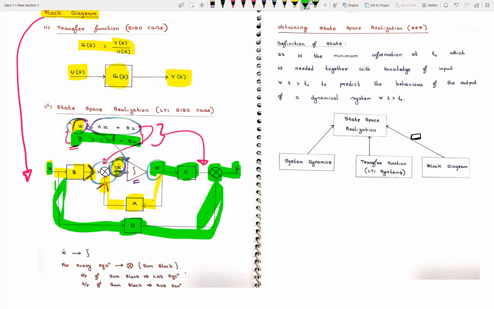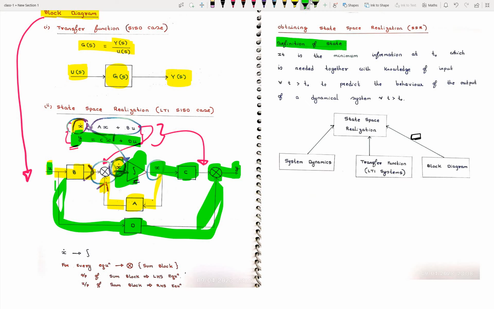The moment you solve a few problems, it will become very easy. If you are seeing it for the first time, don't panic. The moment you see the equation, focus on the summing block. Whatever we have on the right hand side, feed it as input. Whatever we have on the left hand side, take it as the output. The moment you see a derivative term, take an integrator. It's very simple.